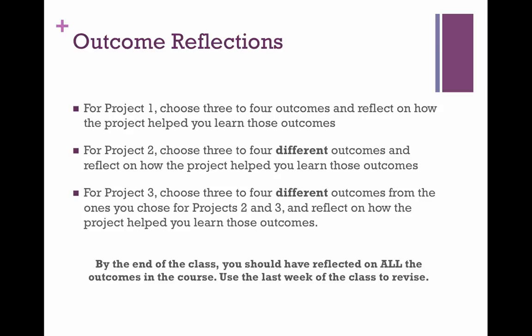Then for Project 2, you'll choose 3 to 4 more different outcomes and write a reflection for each of those. And the same goes for Project 3. The idea is, by the end of the course, you'll have written about your learning process in each of these outcome areas. In the last week of the course, you'll come back to these outcome areas and revise, adding to the paragraphs you've already written, continuing to talk through what you've learned as the course progressed.